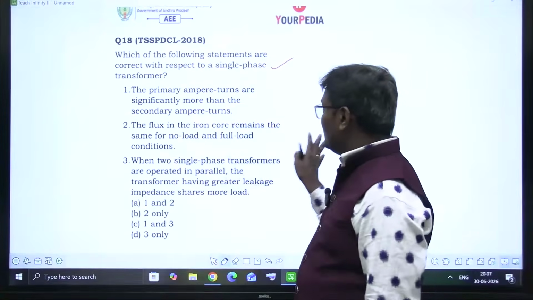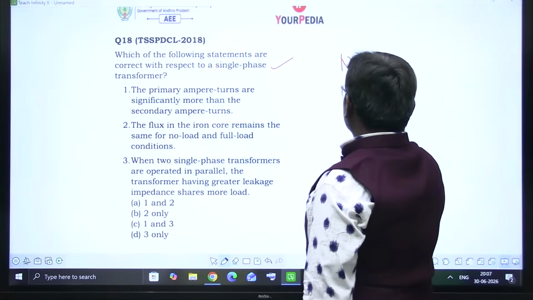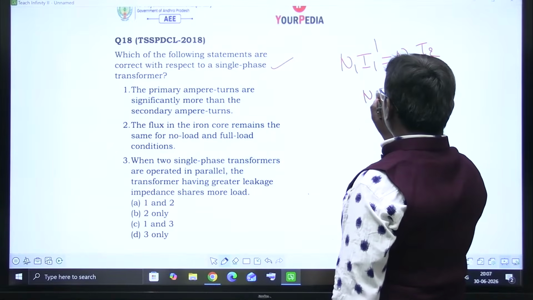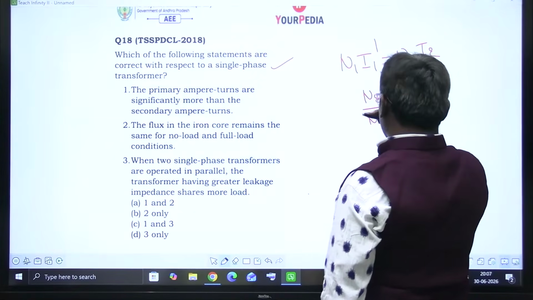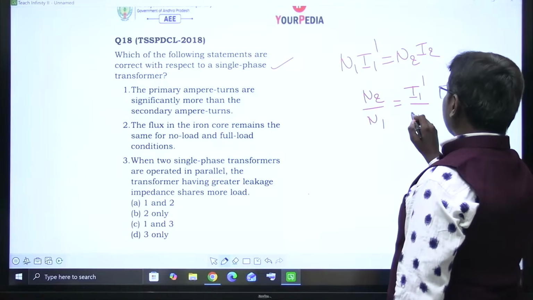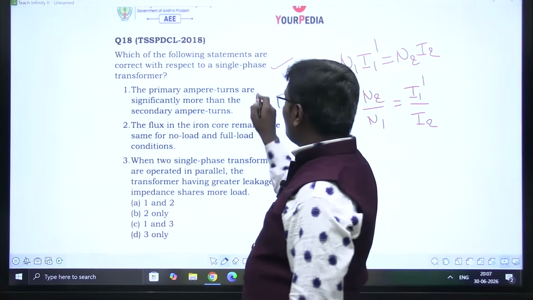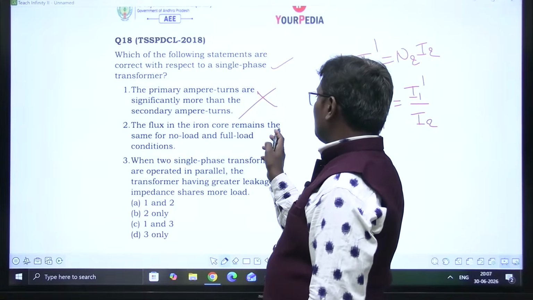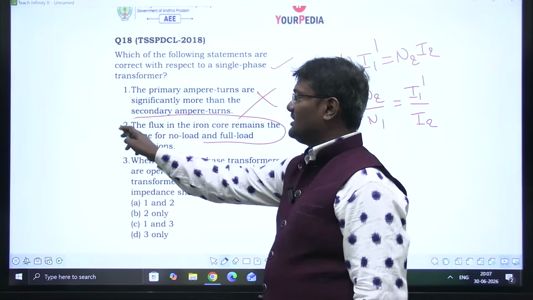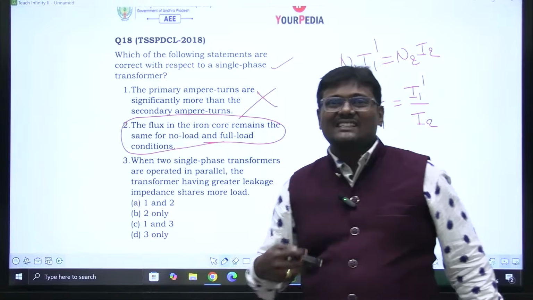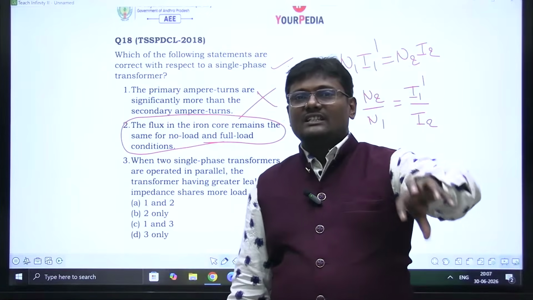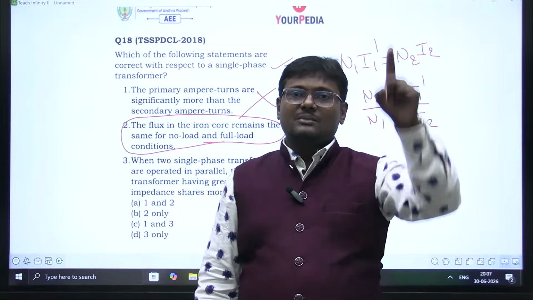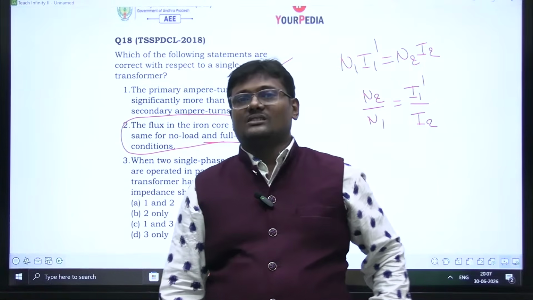So N1 I1 dash is equal to N2 I2, where N2 by N1 is equal to I1 dash by I2, so they are not more, they are approximately equal. The flux in the iron core remains the same for no load and full load condition. You know how the transformer acts as a constant flux device. Whenever the load increases, opposing flux increases, net flux decreases, the induced EMF in the primary and in the secondary both reduce.